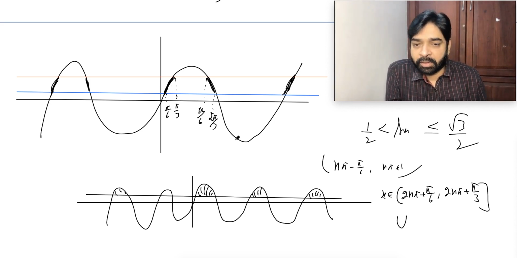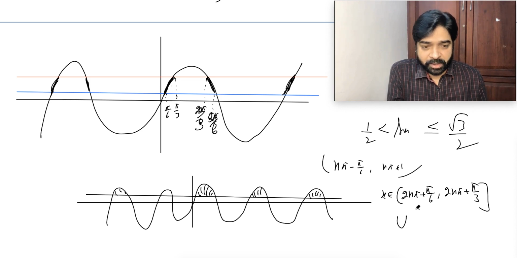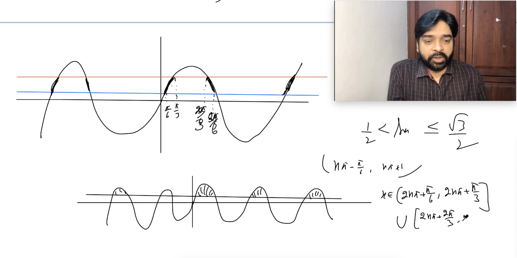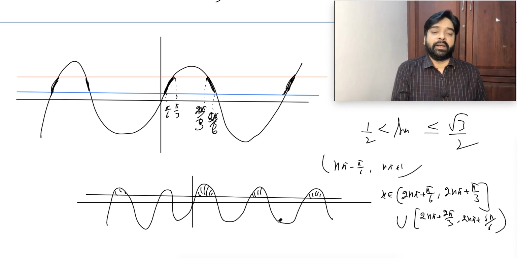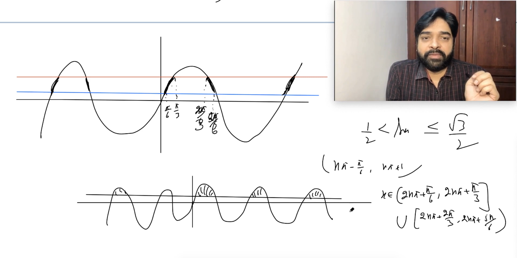No, something wrong I did. I'm sorry. This is the 2 pi by 3. This is this point, no? And this is the 5 pi by 6. You people are also not telling the mistakes. 2n pi plus 2 pi by 3 to 2n pi plus 5 pi by 6. Open, because 1 by 2 is open. Did you understand? How many of you got this answer? None of you. Is it clear to everybody?